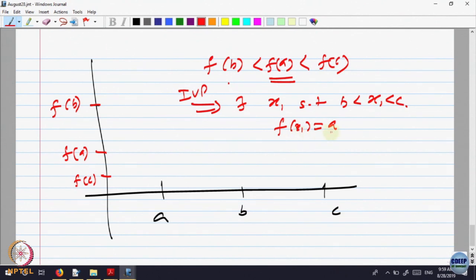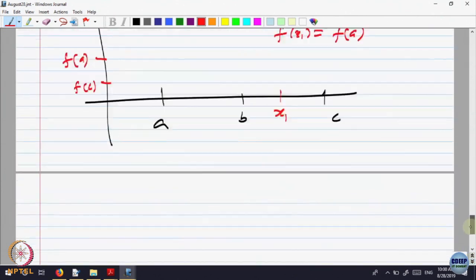Now f of x1 is f of a, the in-between value is f of a. So there is a point where the value f of a is taken, and here is x1, between b and c. So f of a is taken at a as well as at x1, but x1 cannot be equal to a. So this contradicts the one-oneness of the function f. Is that ok for everybody? Clear?